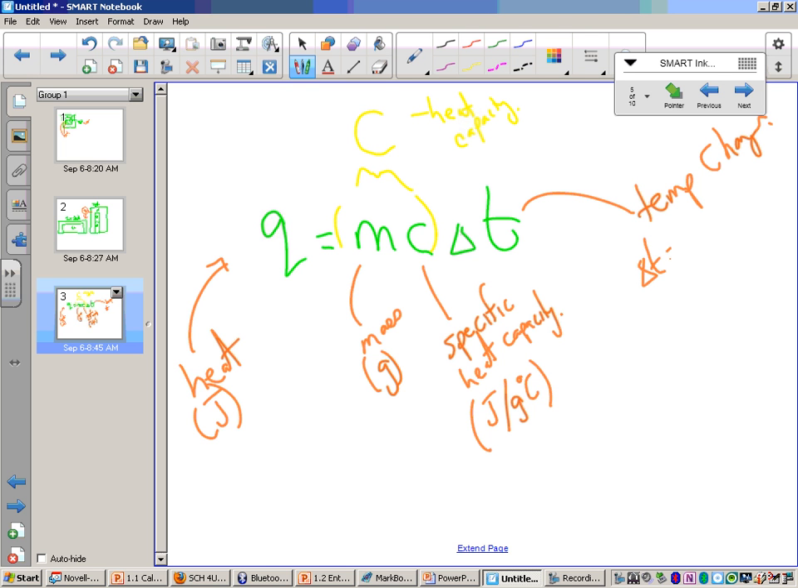Temperature change, delta T. I'm a fan of T2 minus T1 instead of final minus initial. That's just my physics background. If you like final minus initial, that's fine with me. And it can be in degrees Celsius or Kelvin will work.